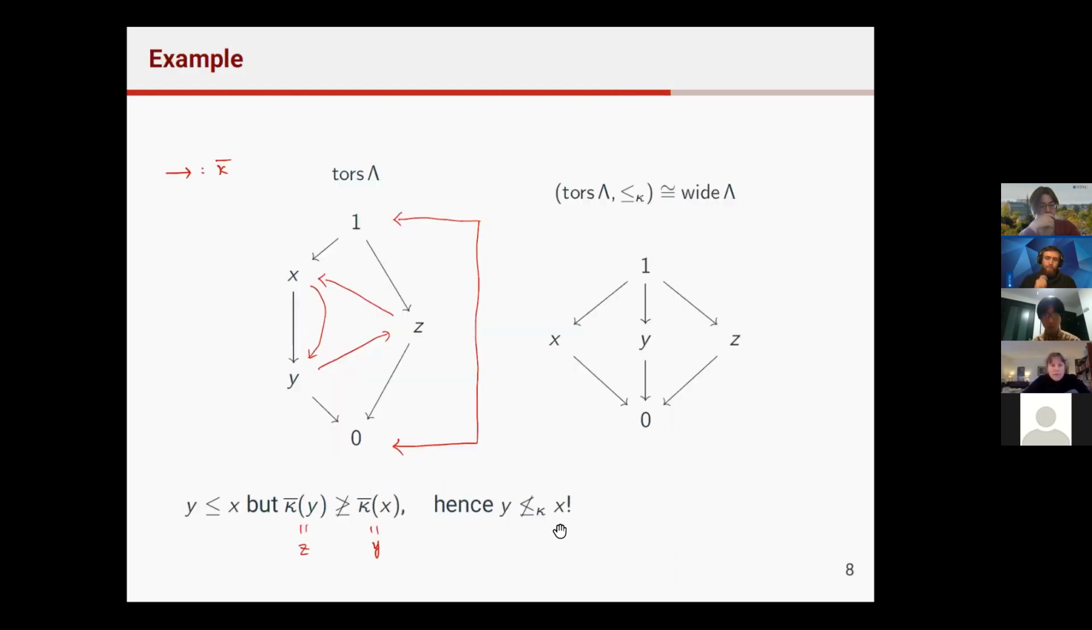So let's look at the example. Working example, this is tors lambda. This red line is kappa, the extended kappa map, and the kappa order is this. By the main theorem, this is isomorphic to the lattice wide lambda. For example, consider x and y in this. In the original poset structure, y is smaller than x, but consider the kappa order. Applying the kappa map, y goes to z and x goes to y. And y and z are not comparable. So x and y are not comparable in this kappa order. And in this way, we get this poset.